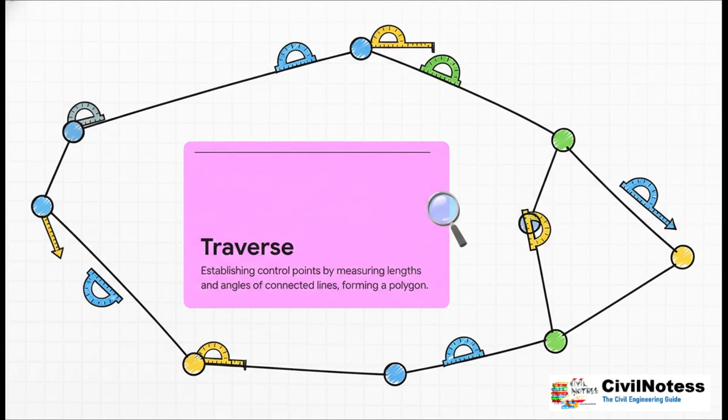So the big idea here is that traversing is really the engine of compass surveying. It's this methodical, step-by-step process. You go from one point to another, and at each step you measure two things: the length of the line connecting them and its direction. You just keep doing that over and over, and what you're building is this super precise network, kind of like a digital skeleton of the actual land.